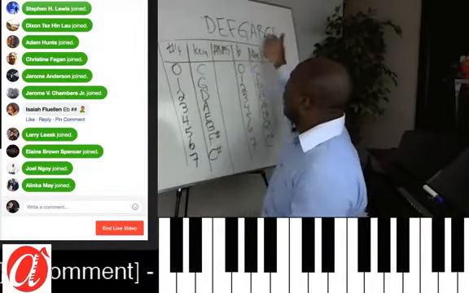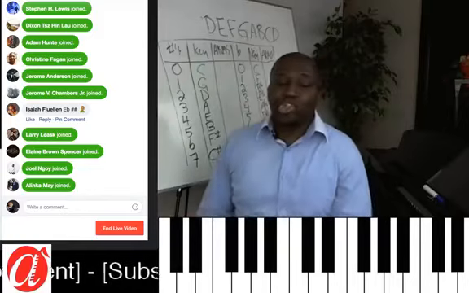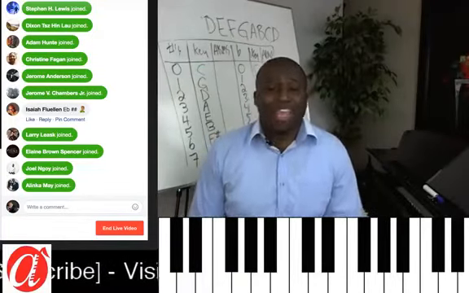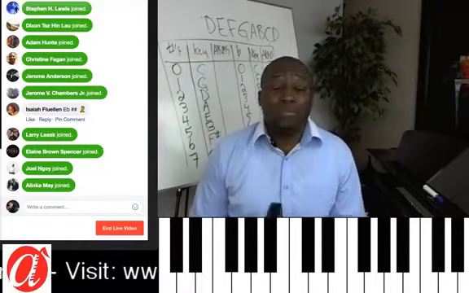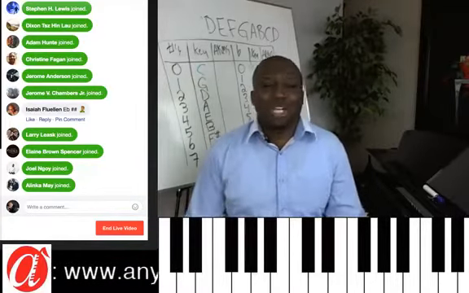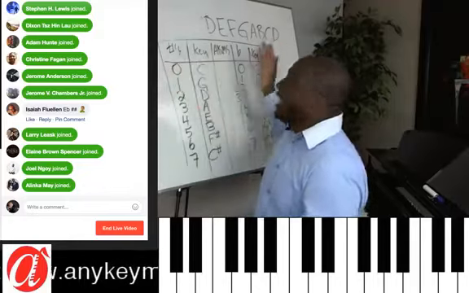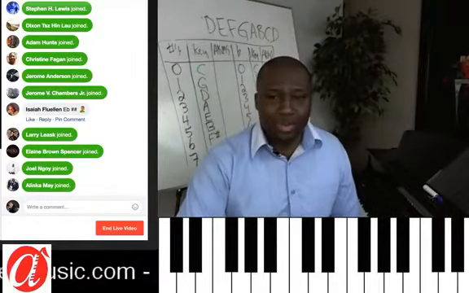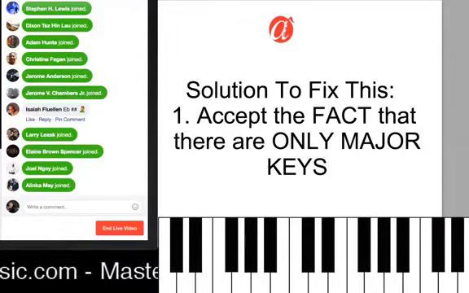Well, if that's the same here, then that means A minor is not a key either. It's also a mode, and they have a name for that mode. They call it the Aeolian mode. So that's how I rest my case, that basically a minor key is not a key, it's a mode. So there you have it. That's the number one fact. You got to accept that there are only major keys.